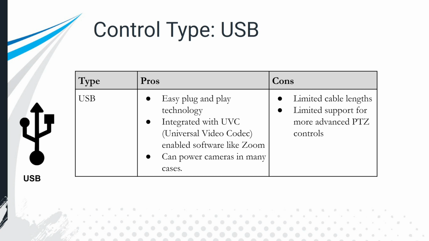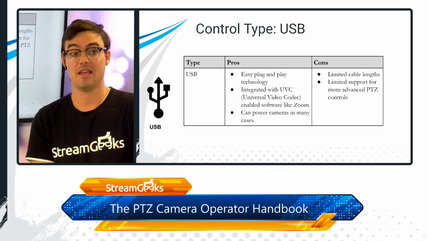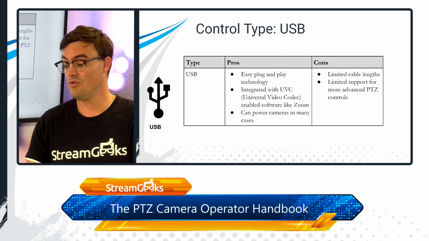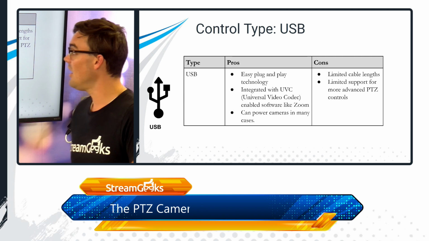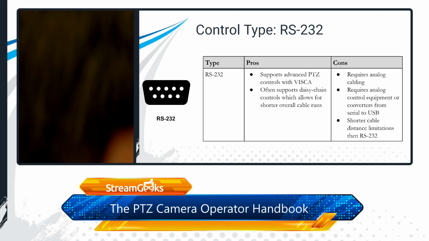Now, the issue with USB that you should know about is that it does have limited cabling options. You can't really run USB cabling long distances, and that's something to consider. You do need to be able to have something longer. Generally, if your camera is going to be 100 feet away, USB is not the option that you're going to be looking into.